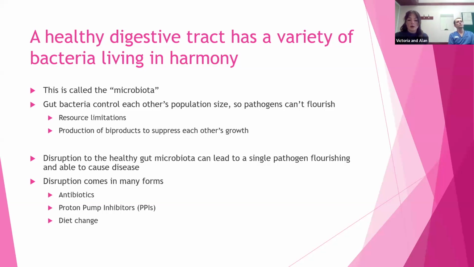Now, when you disrupt this healthy gut microbiota, this can lead to a single pathogen flourishing and then able to cause symptoms in that host. Disruption can come in many different forms. One of the most important ones from our perspective is the use of broad-spectrum antibiotics, but other things can be important too, such as proton pump inhibitors, which act to change the pH of the gut and move it from a more acidic environment to a more basic environment. And when the pH becomes more basic, some bacteria, for example C. diff, can thrive more easily than in an acidic environment. There are other things that can change your microbiota too, such as a diet change or your environment.